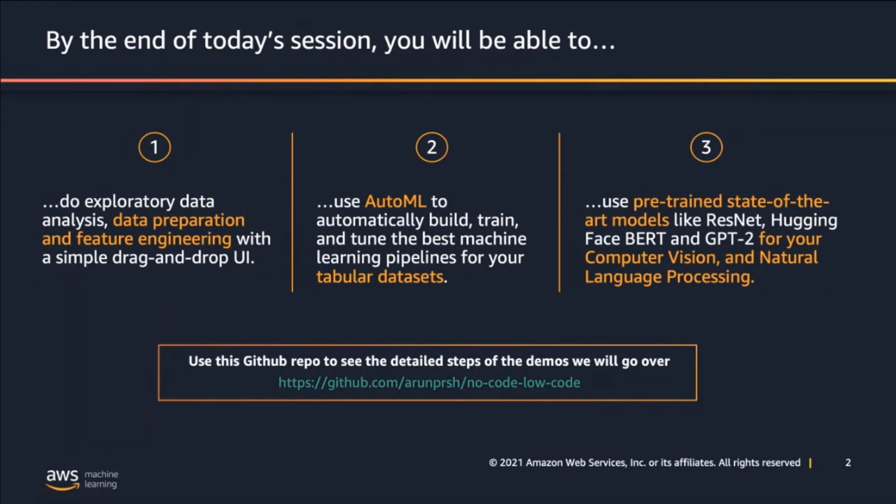Of course, we have a ton to cover today, and we'll run a little bit of a cooking show in some parts, but all the steps we will follow and the use case we will showcase are under this repo we showcase in the slide. github.com, Arun PRSH no code, low code. Go ahead and download the repo at your convenience, or go check it out as we speak.